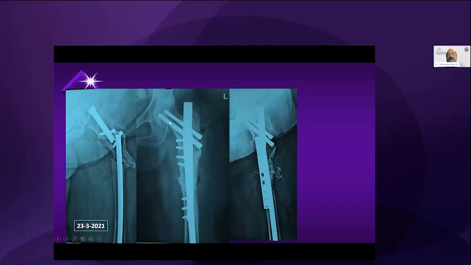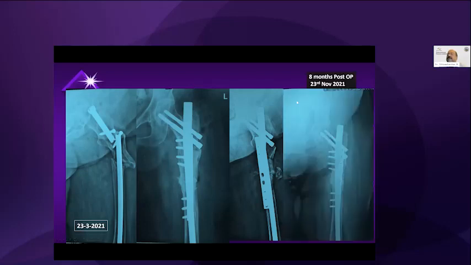The alignment is good. The calcar screw, the cervical screw, is inferior both in the neck as well as in the head, indicating that there is a good valgus. I have added a good amount of bone grafting, and this is just at 8 months follow-up when the patient had come. This case also I had done outside, so I don't have the long-term follow-up, but you can see that the fracture had united without any problem at this stage.